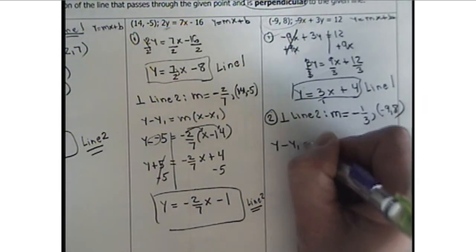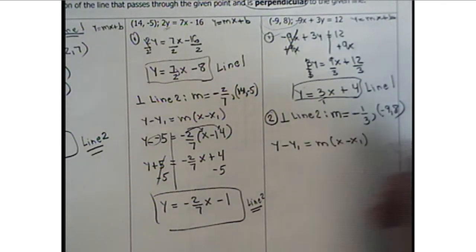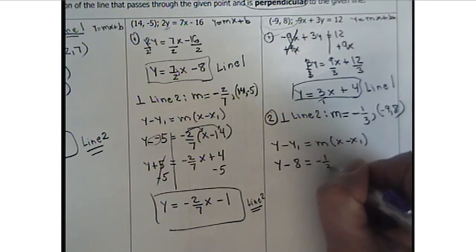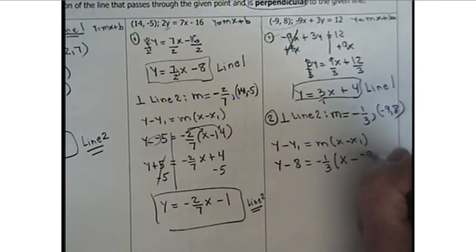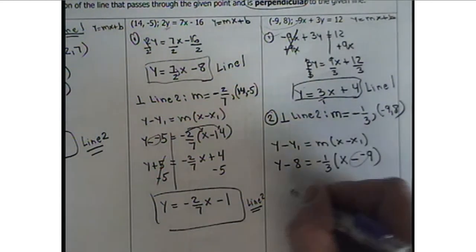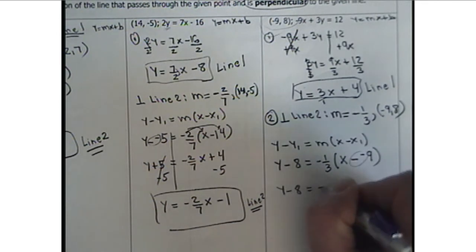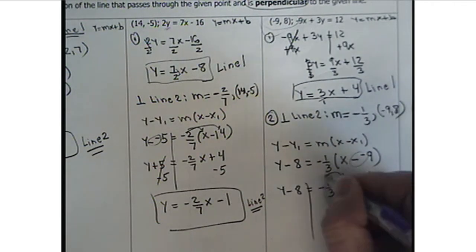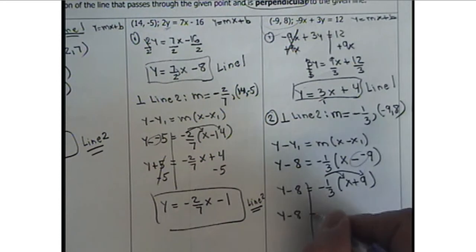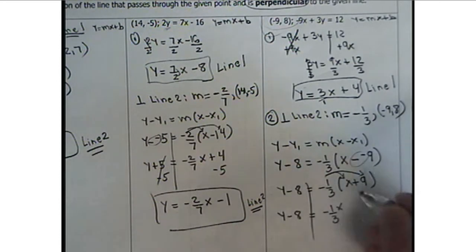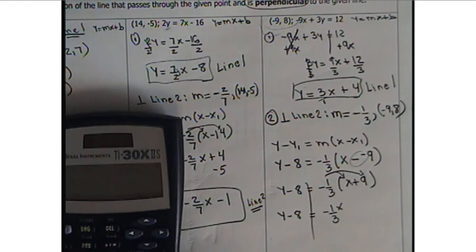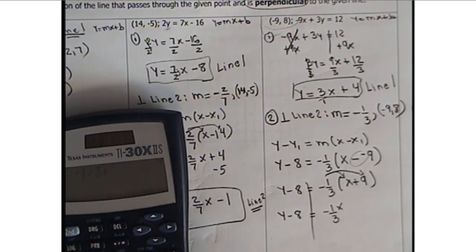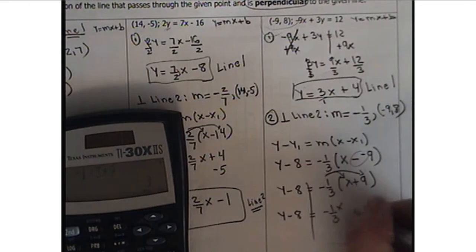Y minus y1 is equal to m times x minus x1. Substitute: y minus 8 equals, slope is -1 over 3, x minus -9 for x. So we're going to work on those two negatives first. Y minus 8 is equal to -1 over 3, x plus 9. Then, solving the equation, we'll apply the distributive property. So y minus 8 is equal to -1/3 x. And, again, calculate -1/3 times 9. So it'll be -1 divided by 3 times 9, which is -3, minus 3.